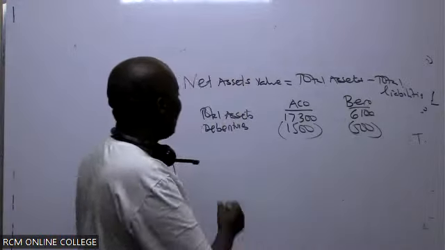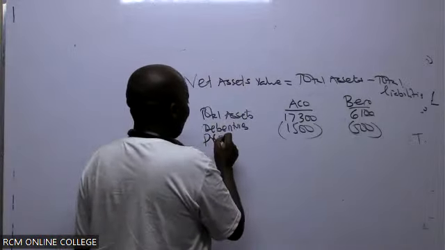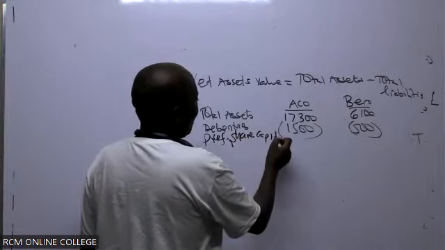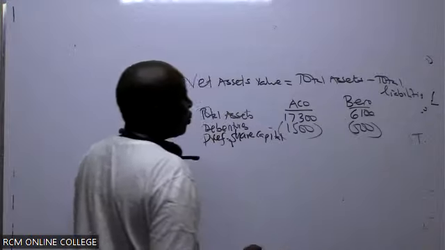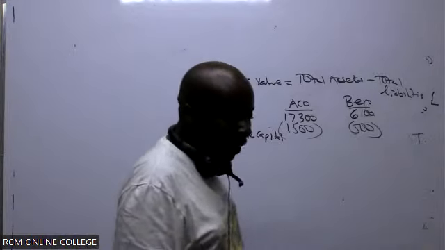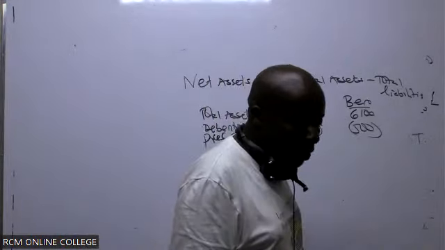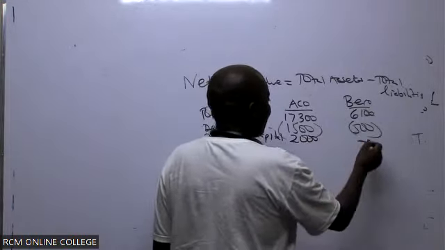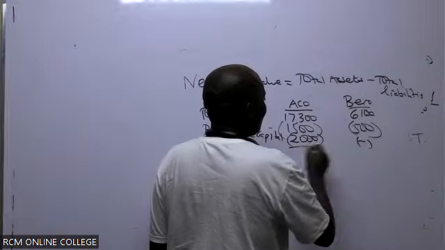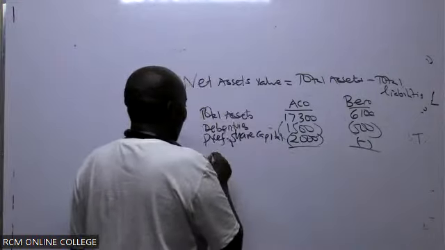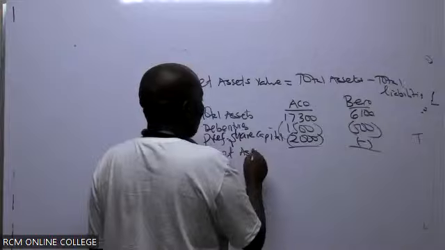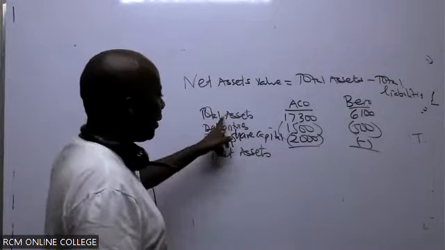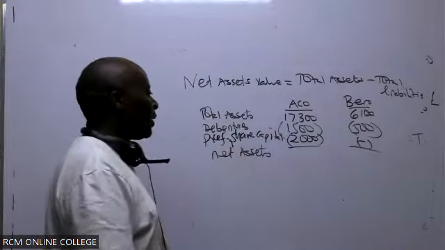So in this case, come and deduct preference share capital. What do we have here? For ACO it is 2,000. The other one doesn't have any. Then we have our net assets. We never had the current liabilities here; they were deducted when getting the total assets figure. So please give me the net assets.